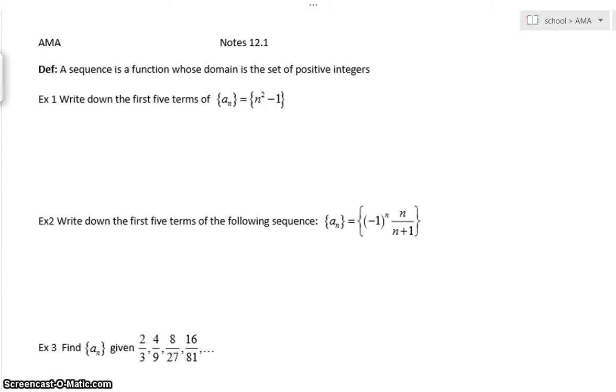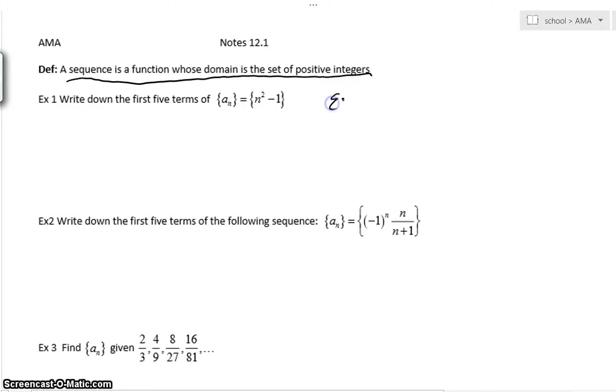We're getting into sequences and series. 12.1, a sequence, or a numerical pattern, is actually a function. You could actually think of it as a function, and in calculus that could be especially helpful. We can talk more about that in just a moment. But look, you'll be given a formula.